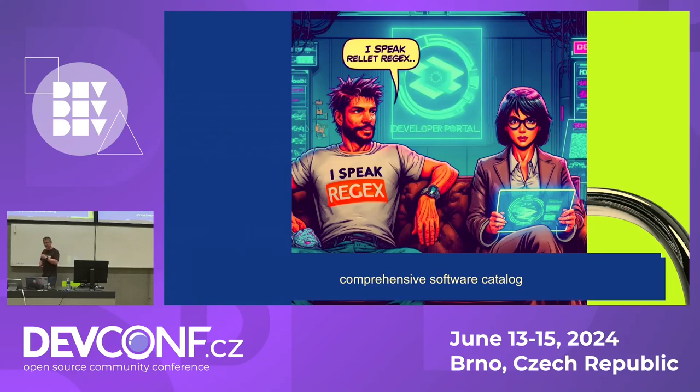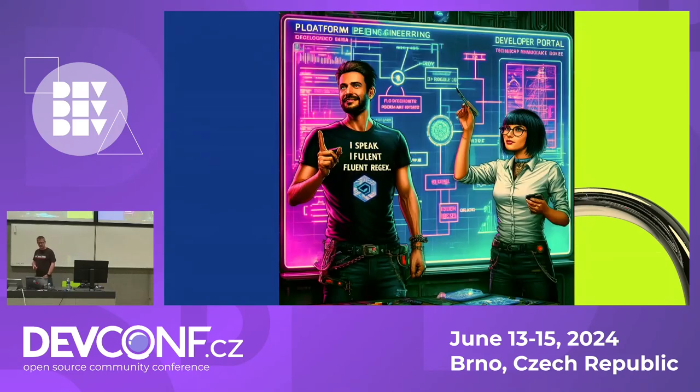I suppose a software catalog could be useful. It would provide a single source of truth for all our services and their dependencies. But I worry that maintaining it would become a nightmare. We'd have to keep it constantly updated as new services are added or changed.